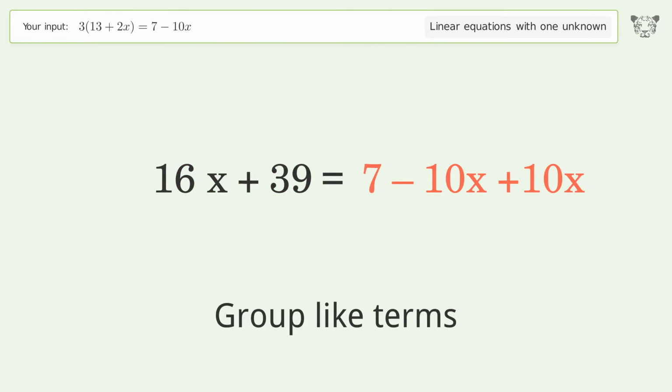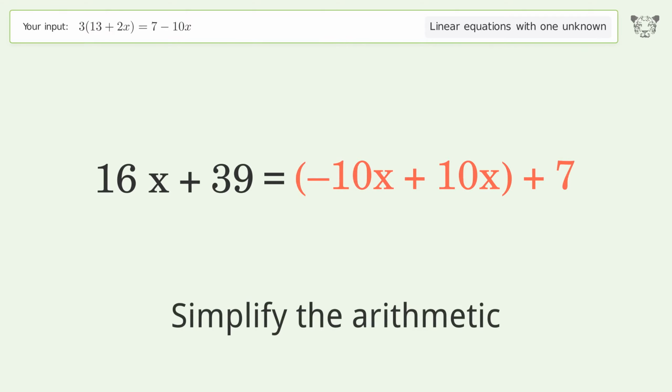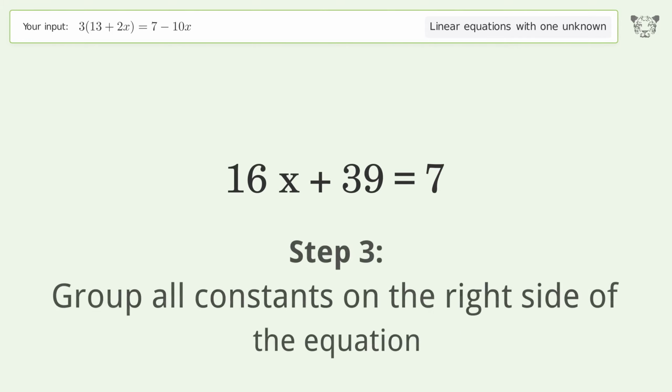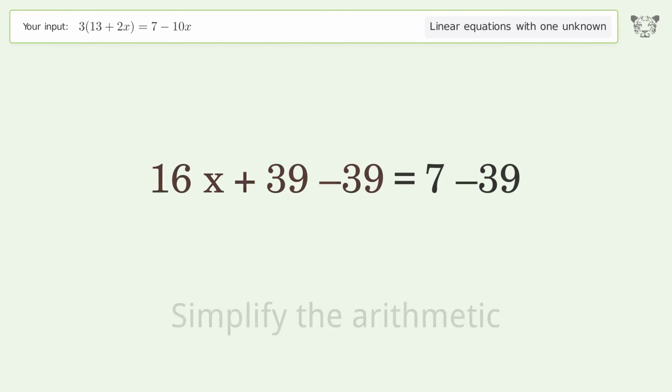Group like terms. Simplify the arithmetic. Group all constants on the right side of the equation. Subtract 39 from both sides. Simplify the arithmetic.